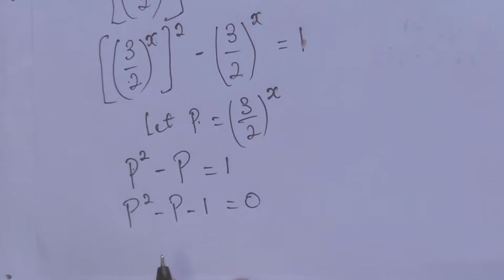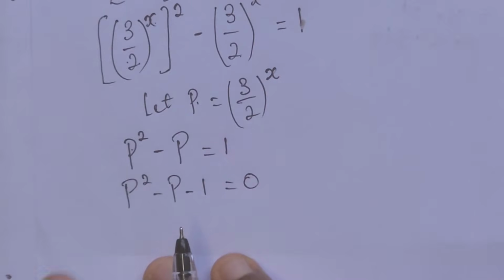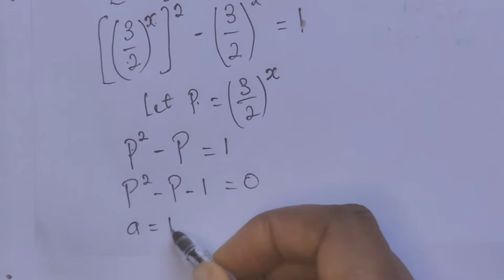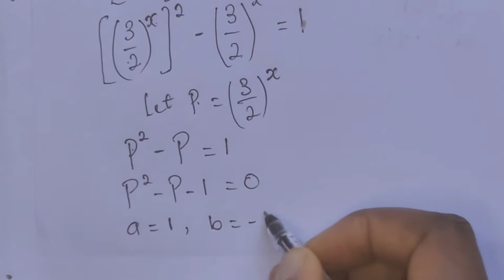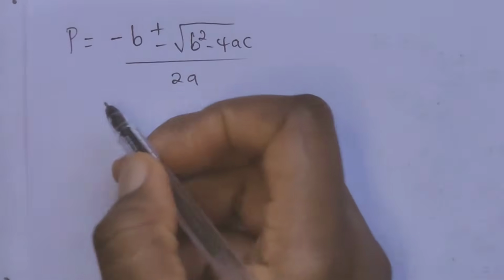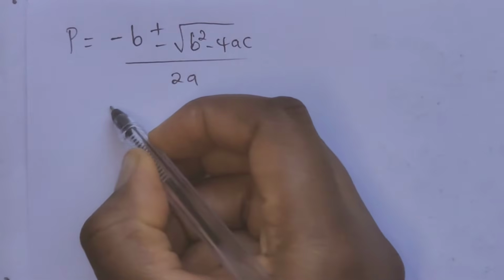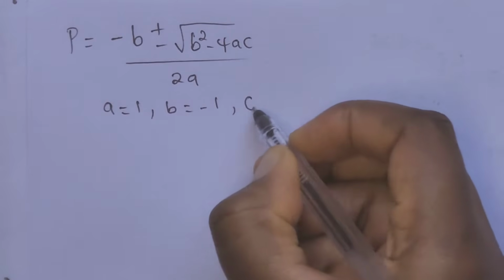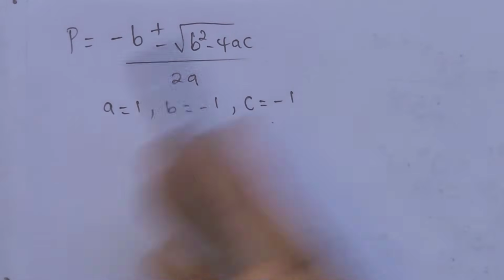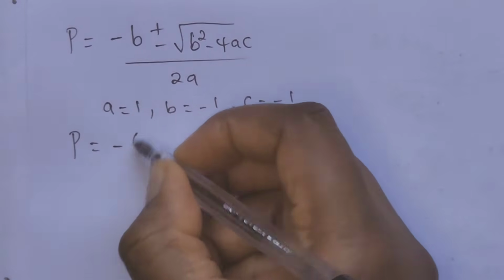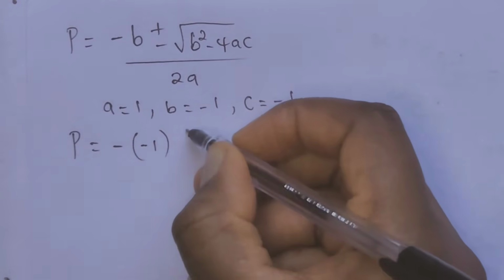So this is a quadratic equation. We can use the quadratic formula to resolve this, where a is equal to 1, b is equal to minus 1, and c is equal to minus 1. So let's recall that a is equal to 1, b is equal to minus 1, and c is equal to minus 1.